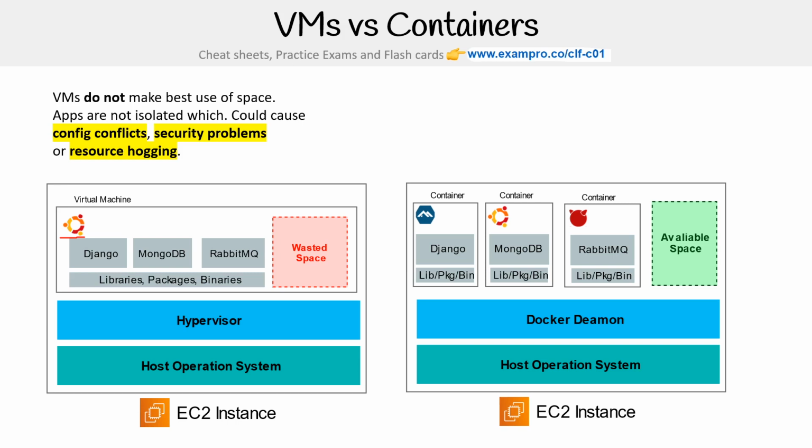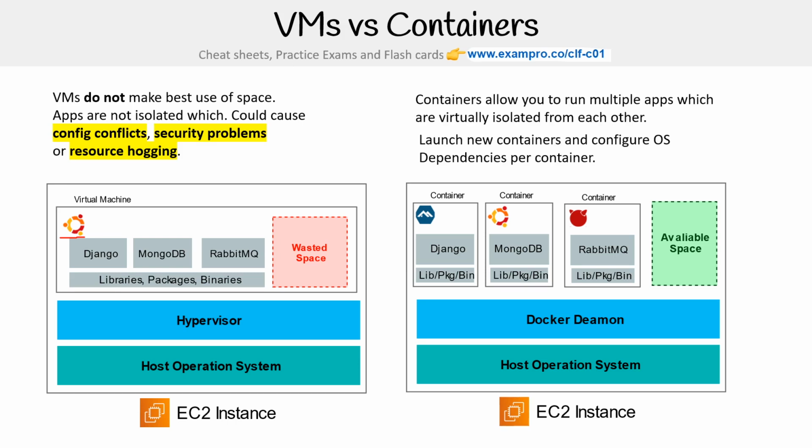So VMs do not make best use of space. Apps are not isolated, which could cause config conflicts, security problems, or resource hogging. Containers allow you to run multiple apps, which are virtually isolated from each other. Launch new containers, configure OS dependencies per container, okay?